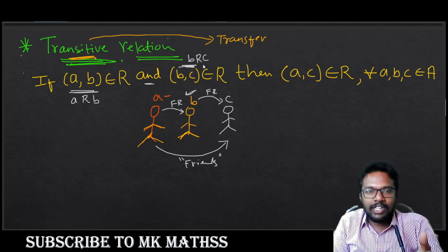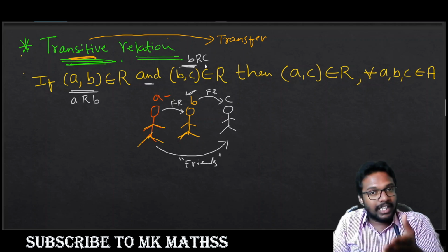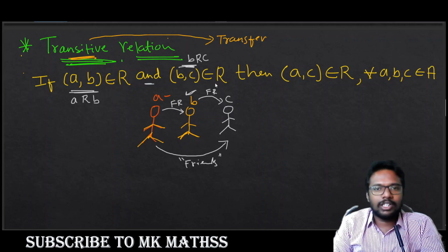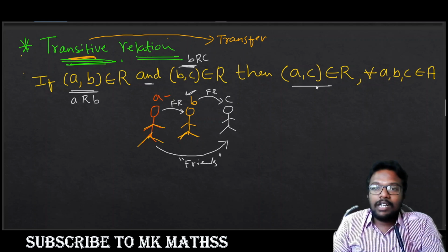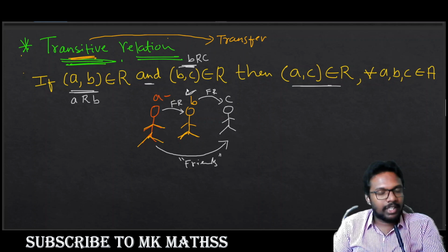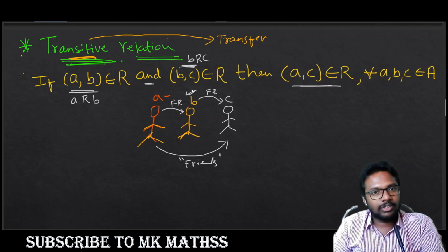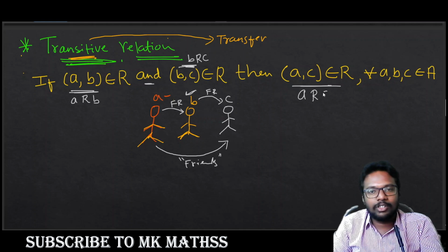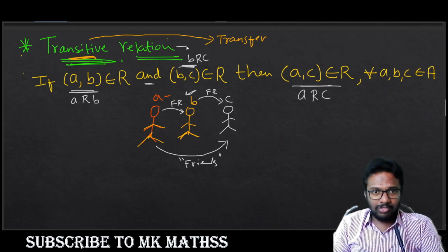So first start with A and it ended with B, and again it started with B and ended with C. Now (A, B) belongs to R and (B, C) belongs to R. Then (A, C) belongs to R. If (A, B) belongs to R and (B, C) belongs to R, in R A is related to B and B is related to C, then the ordered pair (A, C) also belongs to R. It means A is related to C. Then this R becomes a transitive relation.